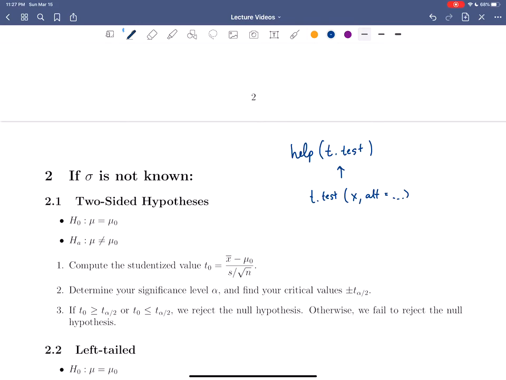All right, so that's enough for now. So next we'll continue this worksheet and we'll find some actual p-values.